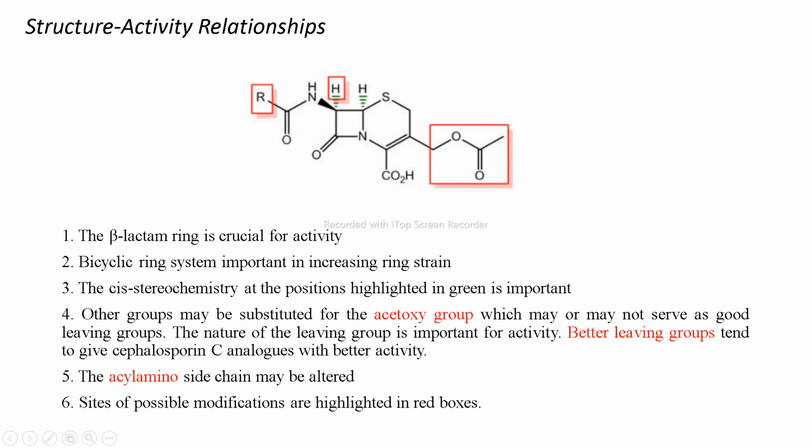Then the acylamino side chain. It may be altered, because if we change the R group, then it forms different derivatives of the cephalosporin. The sites of possible modification are highlighted in red boxes. So over here in the red boxes, we can modify the structure, and then they form different cephalosporin derivatives.